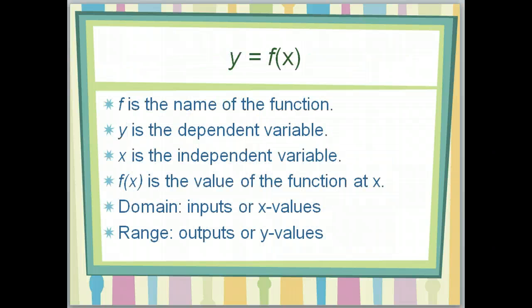Okay, now we have some notation. This notation where it says y equals f parenthesis x parenthesis, we read that y equals f of x. F is the name of the function, y is the dependent variable, x is the independent variable. F of x is the value of the function at x. Domain, just like before, is your x values, and range will always be the y values.